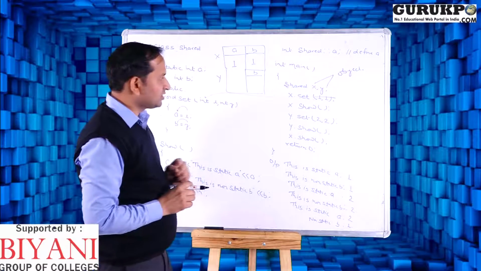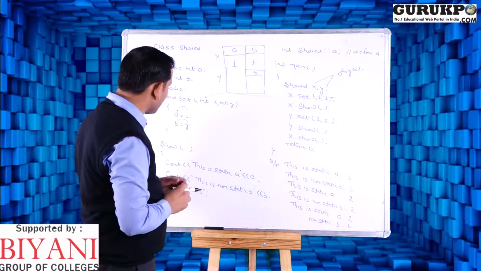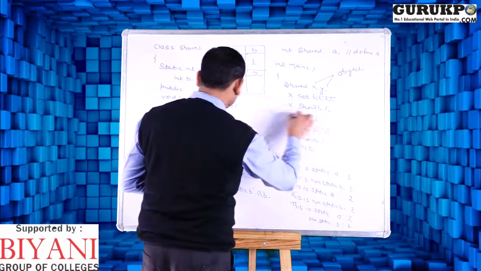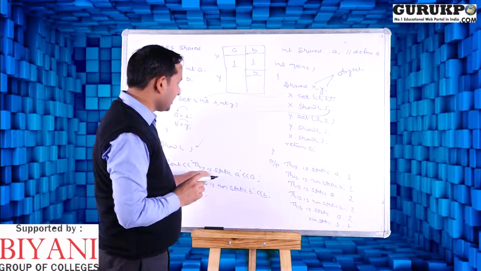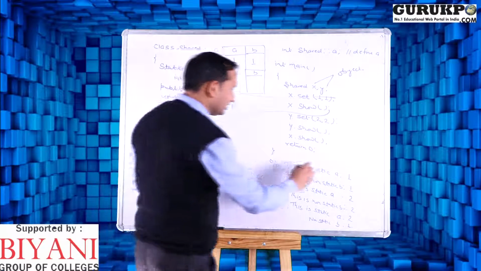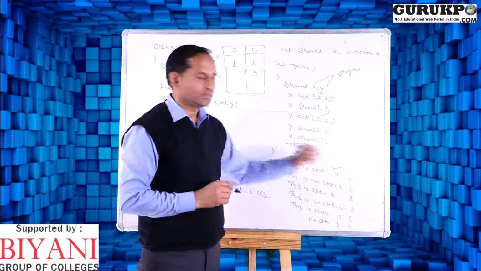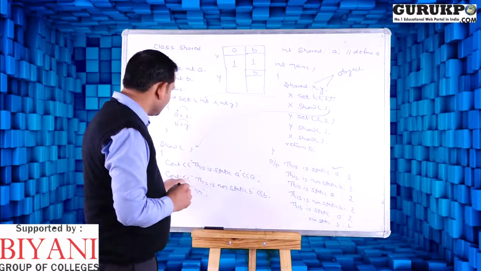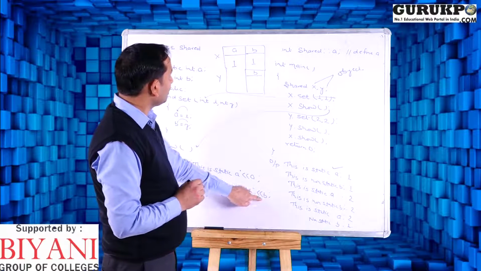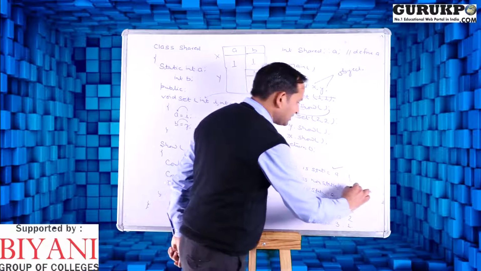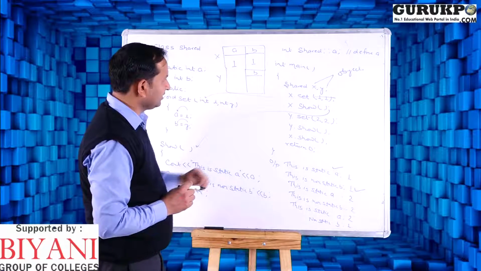When we call the show function using the x object, x.show, control goes to the definition of show and prints the message: this is static A, and the value of A is 1. Second statement: this is non-static V, and the value of V is also 1. So there are two messages we are printing here and control goes to the next line.